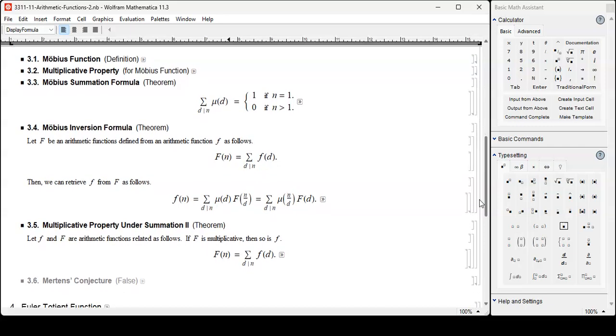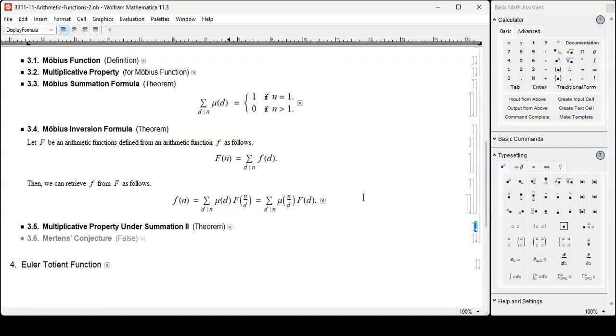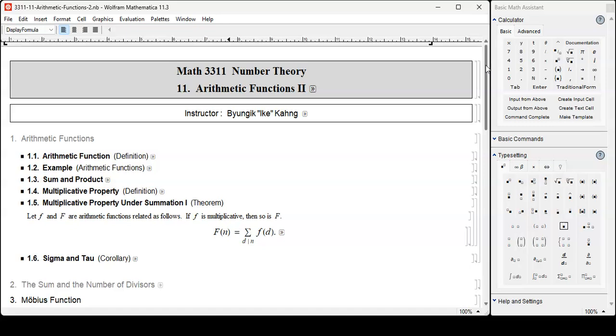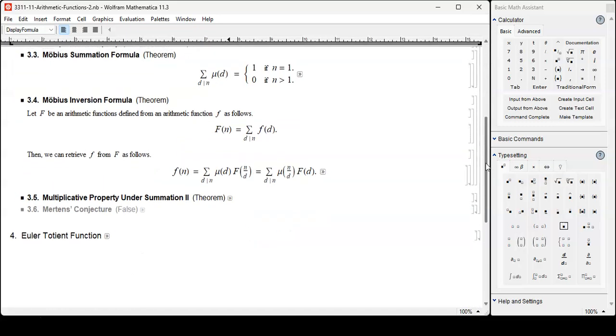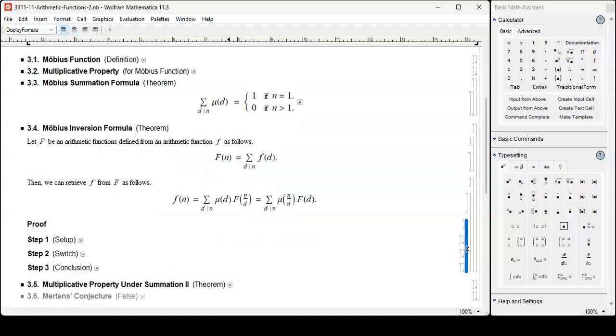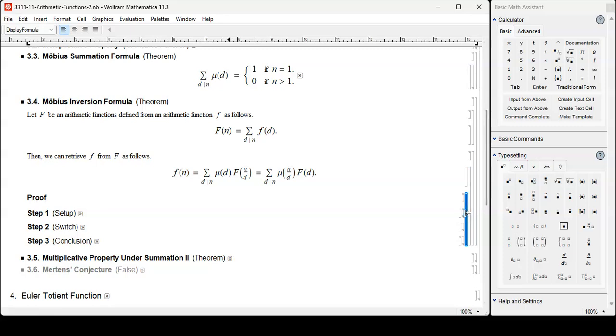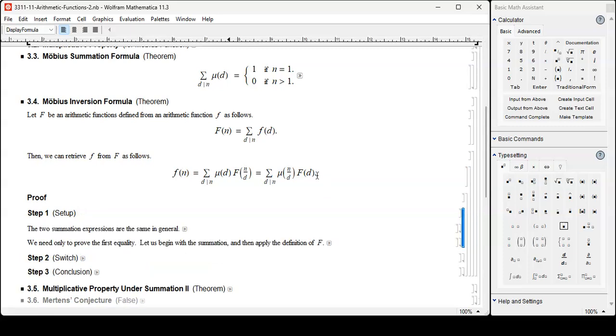So combining these two, what do we conclude? Capital F is multiplicative if and only if small f is, and vice versa. It all comes from the Moebius inversion formula, and that's what we are up to. We're going to prove it. Okay, all right, how to prove it? Okay, let's do this one step at a time. I hope I can do it in a single video. Let's try. First, a setup.